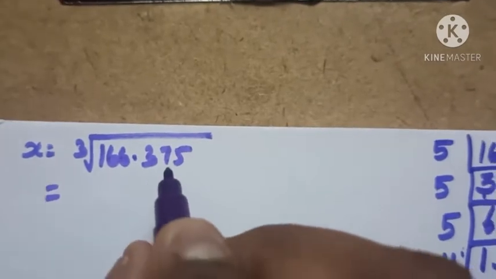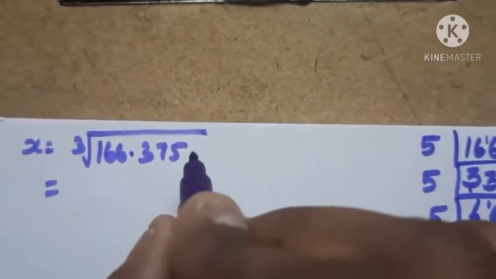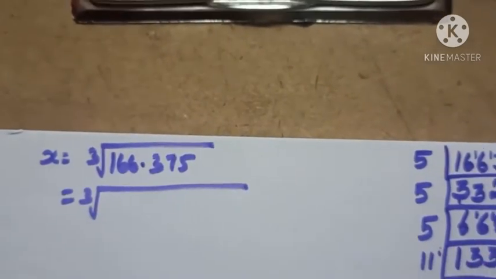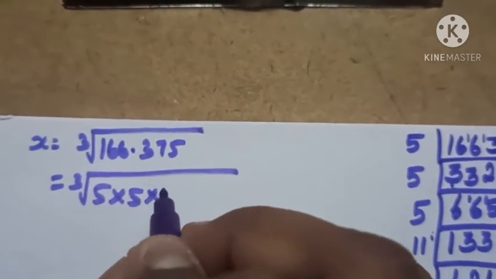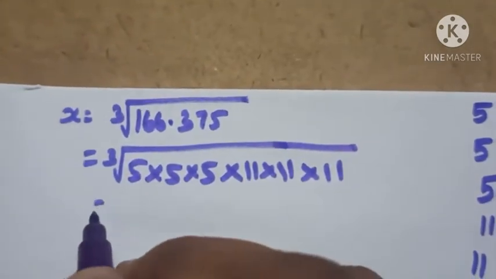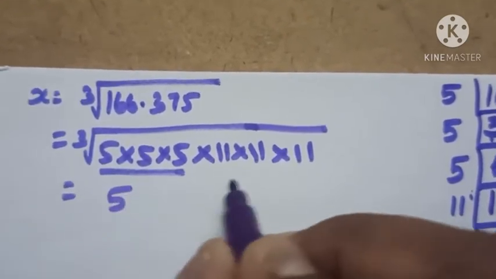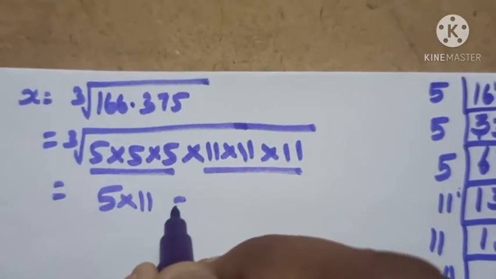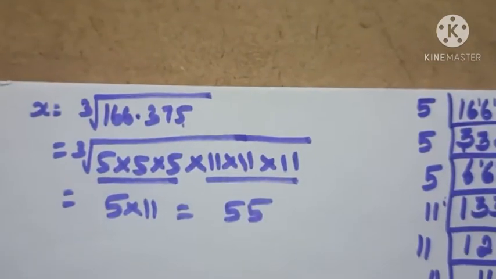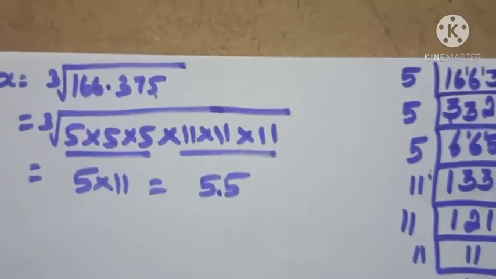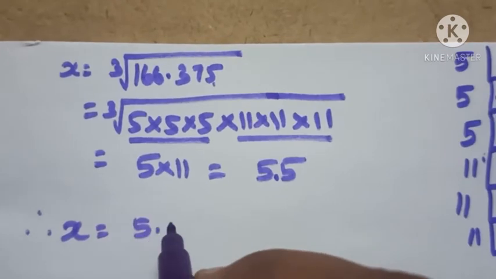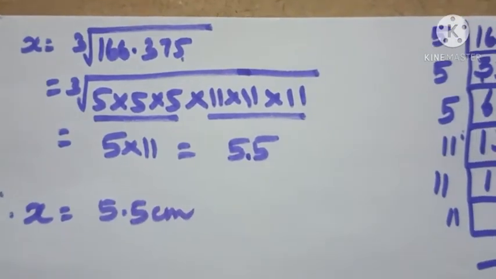So after finding, I note that 3 digits after the decimal point in the cube means we have only 1 decimal point in the cube root. So all the factors we are supposed to write as 5 into 5 into 5, 11 into 11 into 11. We take 1 five and 1 eleven, so 5 elevens are 55. So 3 decimal points in the cube means only 1 decimal point in the cube root. Therefore x is equal to 5.5 centimeter.